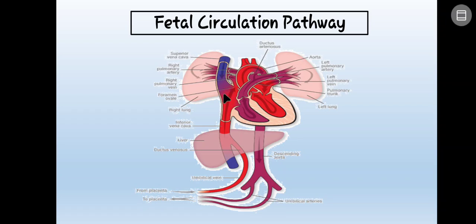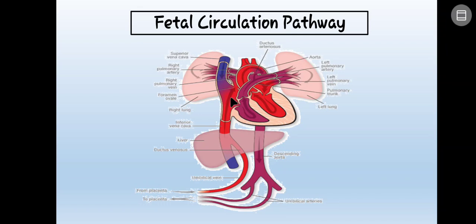So ideally, when the blood gets into the right atrium, it's supposed to use the bypass called the foramen ovale to go straight into the left atrium. This is the left atrium. From the left atrium, it comes into the left ventricle. Then it is pumped into the aorta.